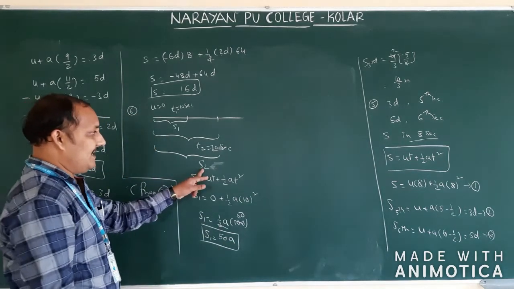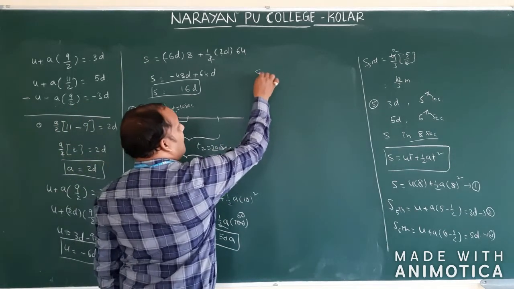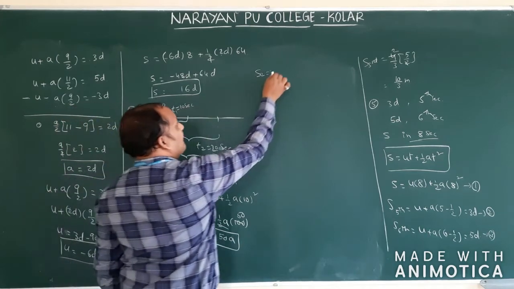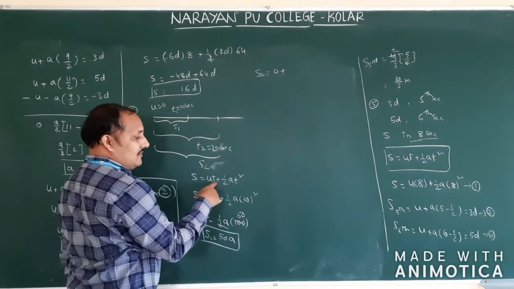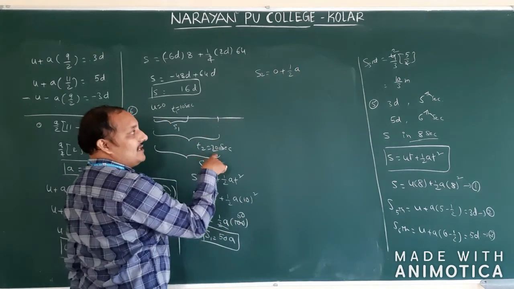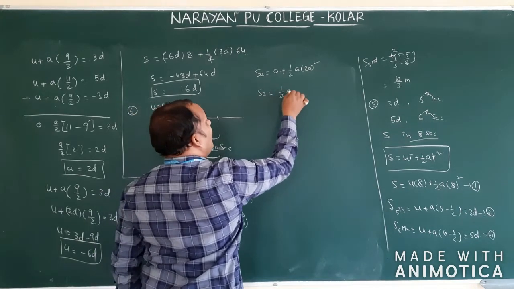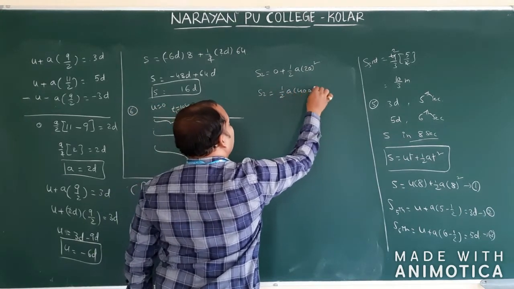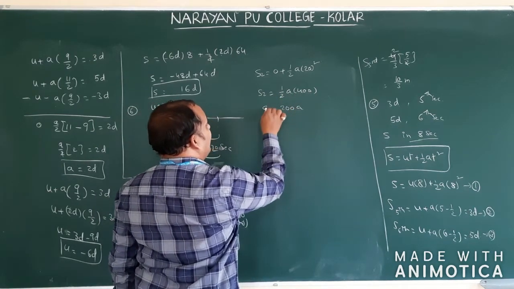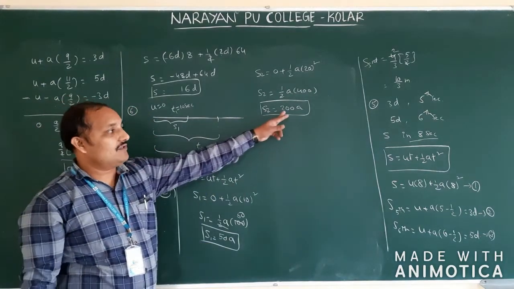Next, for this S2, the same formula we are going to use. In place of S1 we have to substitute S2. S2 is equal to, again it is coming from here only, therefore u is 0, plus half a t2 square. t2 value is 20, 20 square means 400. If you cancel, 200, this is nothing but S2. So S1 is 50a, S2 is 200a.